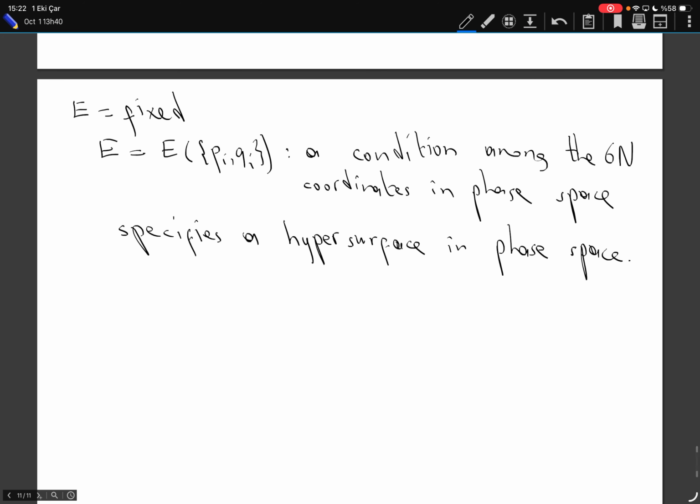And the number of microstates available to my system will be the number of points on this phase space. Now, the number of points is infinity, so it doesn't work exactly, but I can still make the assumption that it is proportional to the surface area of the hypersurface.